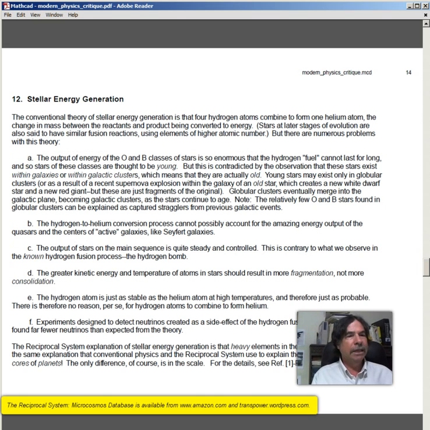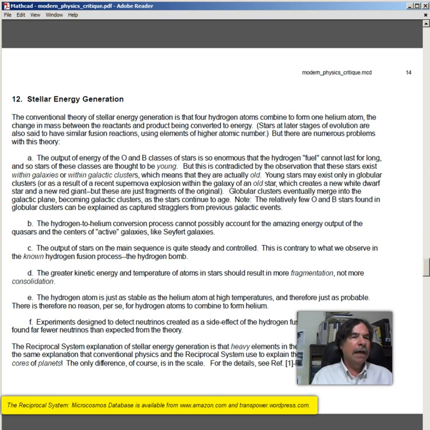Number 12, stellar energy generation. The conventional theory of stellar energy generation is that four hydrogen atoms combine to form one helium atom, the change in mass between the reactants and product being converted to energy. Stars' later stages of evolution are also said to have similar fusion reactions using elements of high atomic number. But there are numerous problems with this theory.